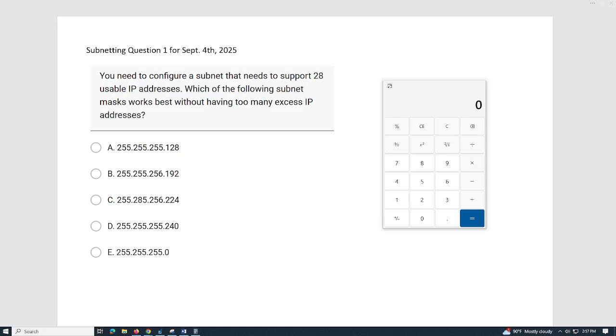Okay, here's the type of question you might get on a CompTIA exam. And this one's going to be for subnetting question 1 for September 4th, 2025. You need to configure a subnet that needs to support 28 usable IP addresses. Which of the following subnet masks works best without having too many extra IP addresses?